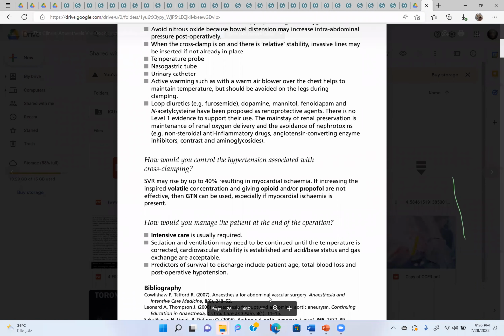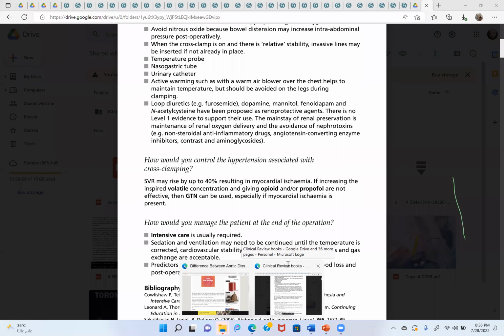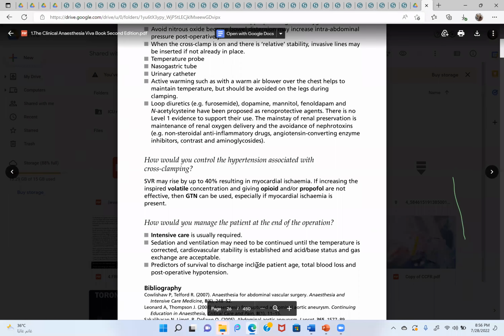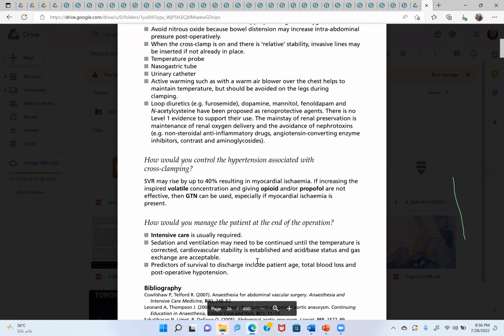So any questions about it? Sir, bowel ischemia can be an event. I'm sorry? How to protect from the bowel ischemia? Maintain the perfusion pressures and correct the acidosis.